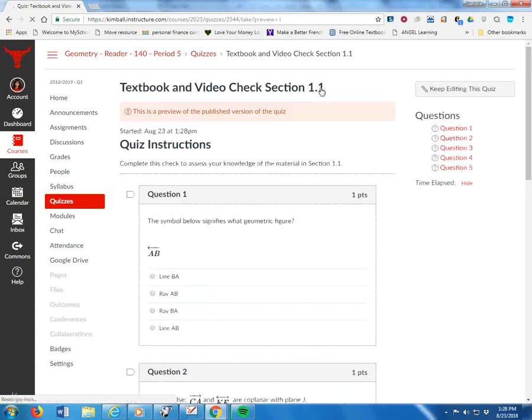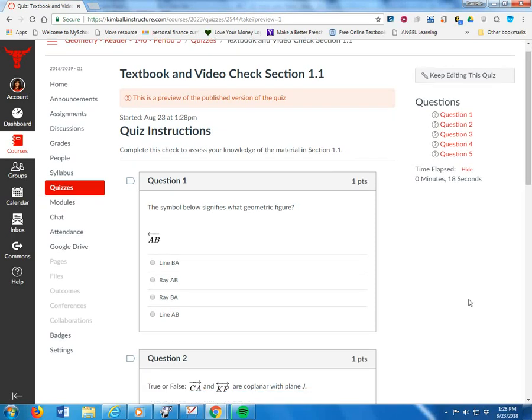So looking at this, the symbol below signifies which geometric figure? Ray BA. Because it's going left, that means B is at the end of it, and A is the point that it's going through to infinity. Ray BA.